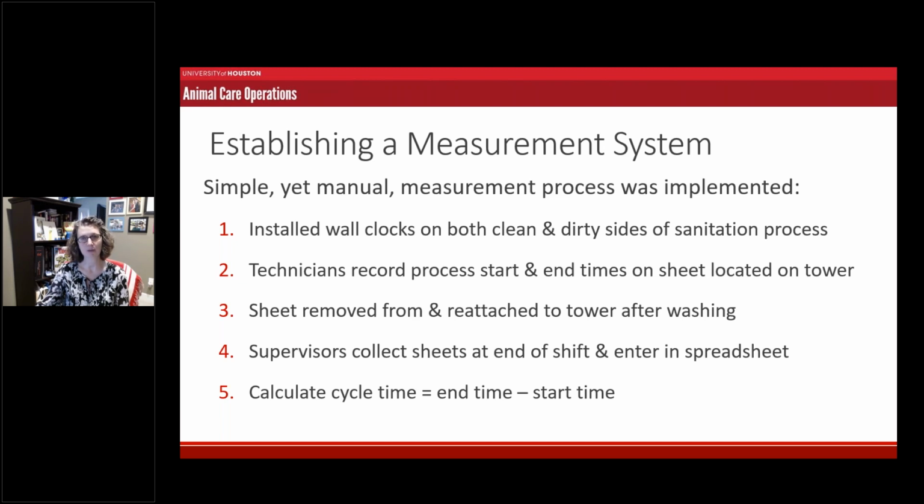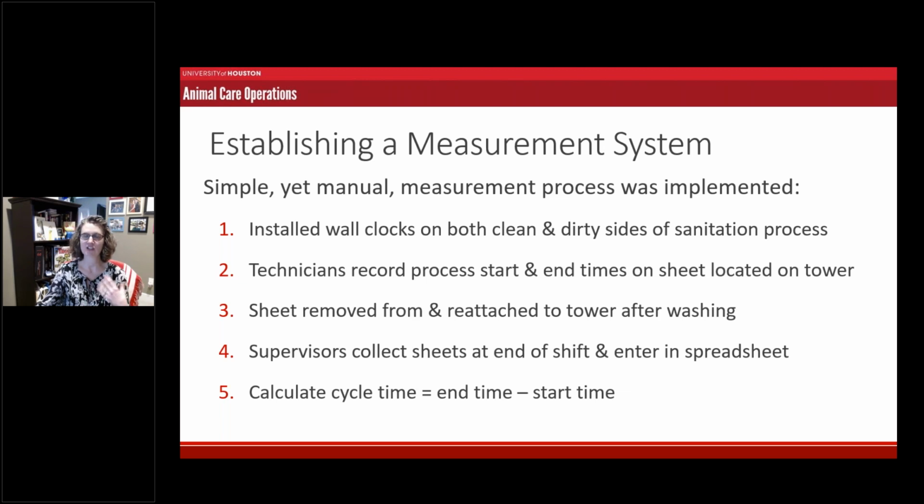And so we implemented a simple yet manual measurement process where we simply installed clocks on the walls in both the clean and the dirty sides of the sanitation process. And this would allow technicians easy access to record their start and end times. And we would put a sheet on each of the towers. And of course, when that tower went in to be cleaned, we would remove that sheet temporarily, but then it would get reattached to the tower.